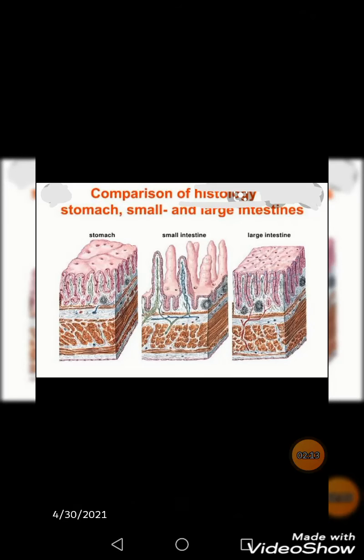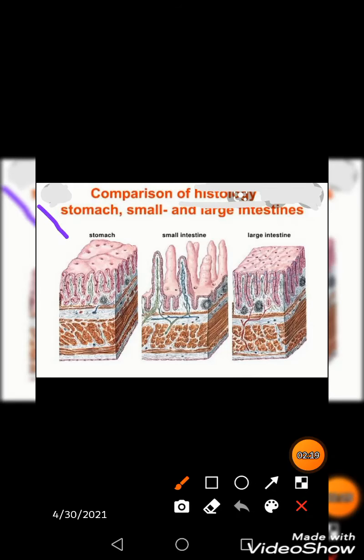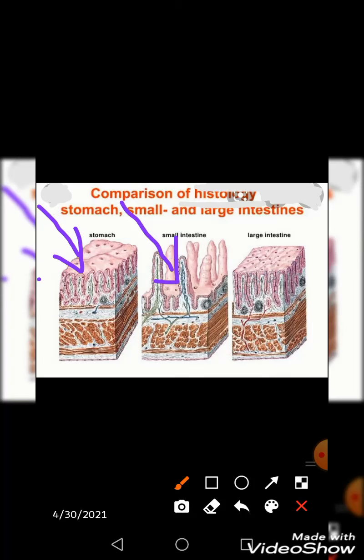At the end, I have to compare the three pictures of the stomach, small intestine and large intestine. Stomach is showing the branched tubular glands, and the small intestine is showing the surface modification with villi. And in the large intestine, you can find the simple tubular glands in the whole thickness of the mucosa.